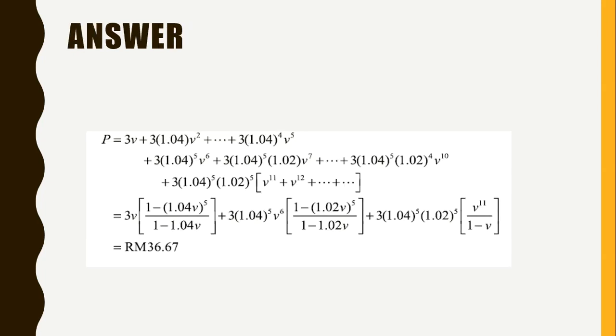So look at the answer here. We write down the first thing is 3V plus 3 multiply 1.04. The 1.04 here is the first interest that the company promised to give. Then we multiply with V power 2, until we add 3 multiply 1.04 power 4 and V power 5. V power 5 here means that this is the first 5 year interest rate.